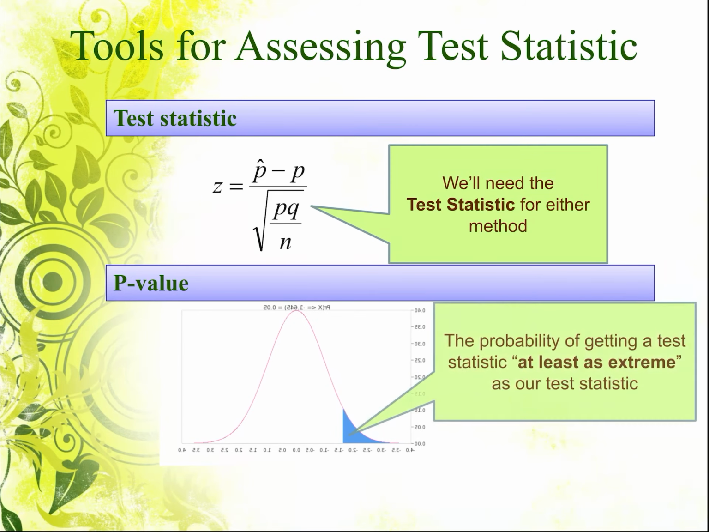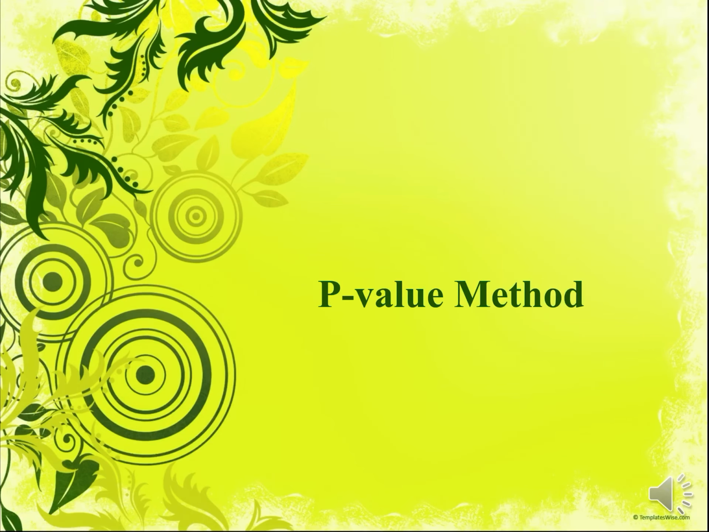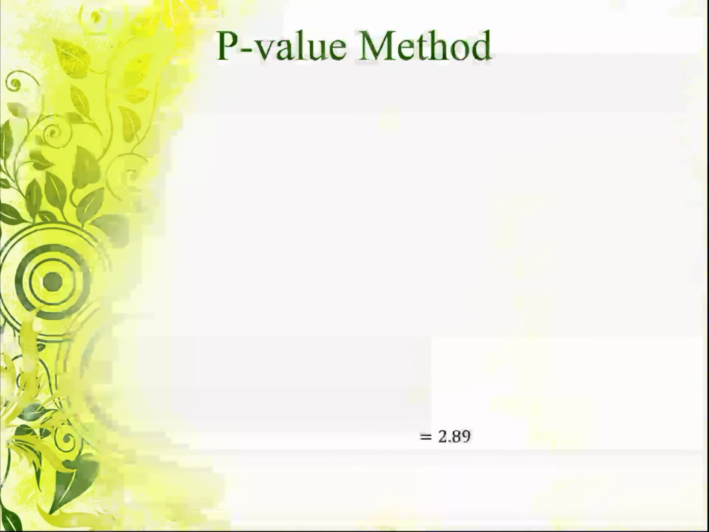We need this test statistic for both methods, for the critical value method and for the p-value method. For the p-value method, we obviously need the p-value, and remember the p-value is the probability of getting a test statistic that is at least as extreme as our test statistic. It is the area to the right in this case, because it's a right-tailed test here that we're looking at. It's the area to the right of our test statistic from our data. If this is a two-tailed test, it could also be the probability in both tails, where you would take the probability in one tail and multiply it by 2.